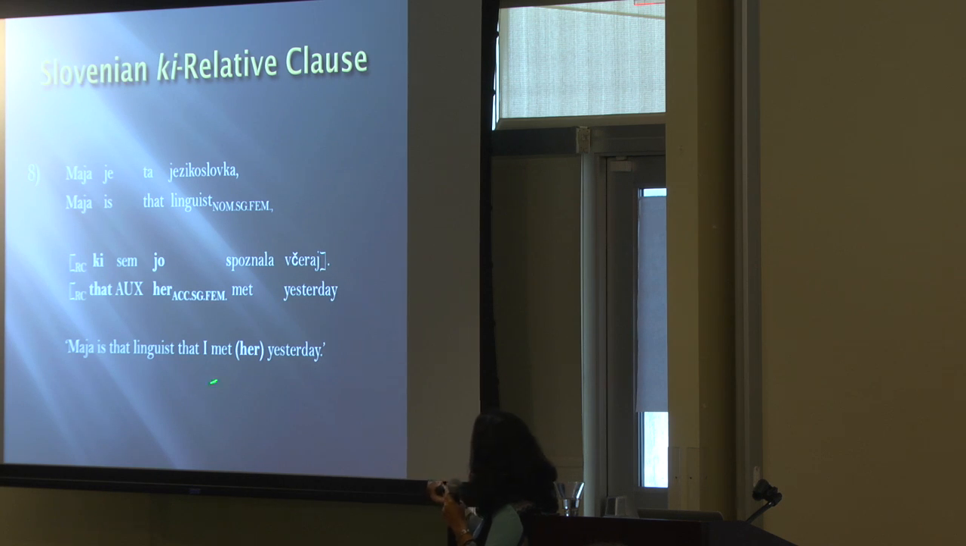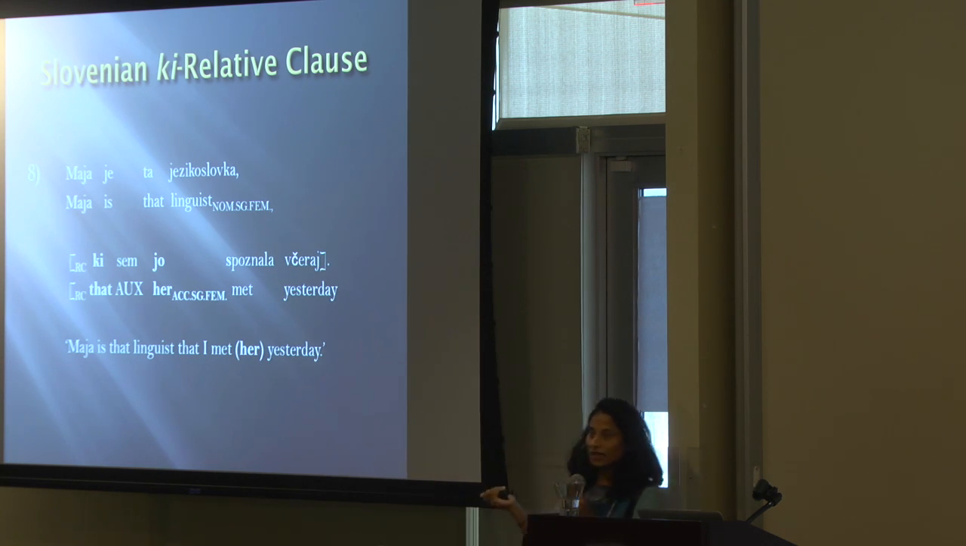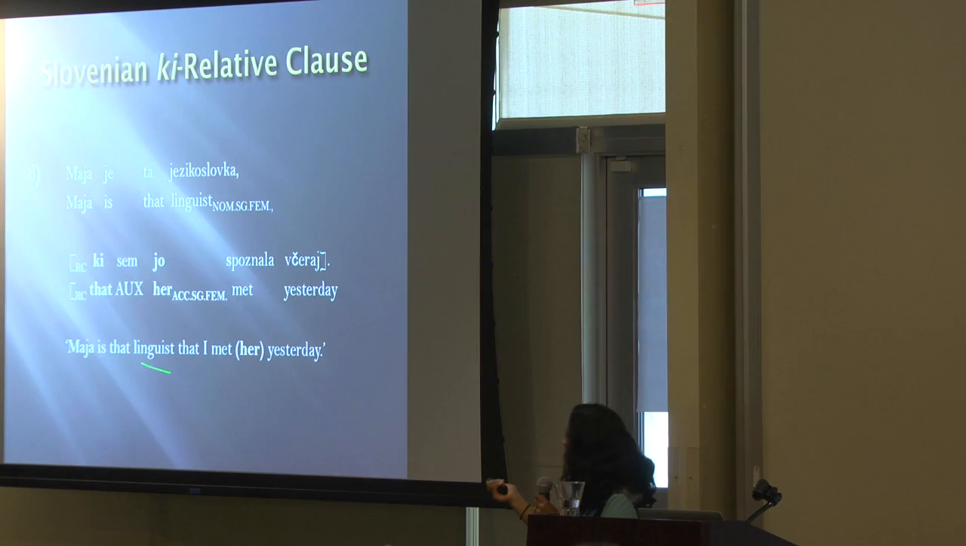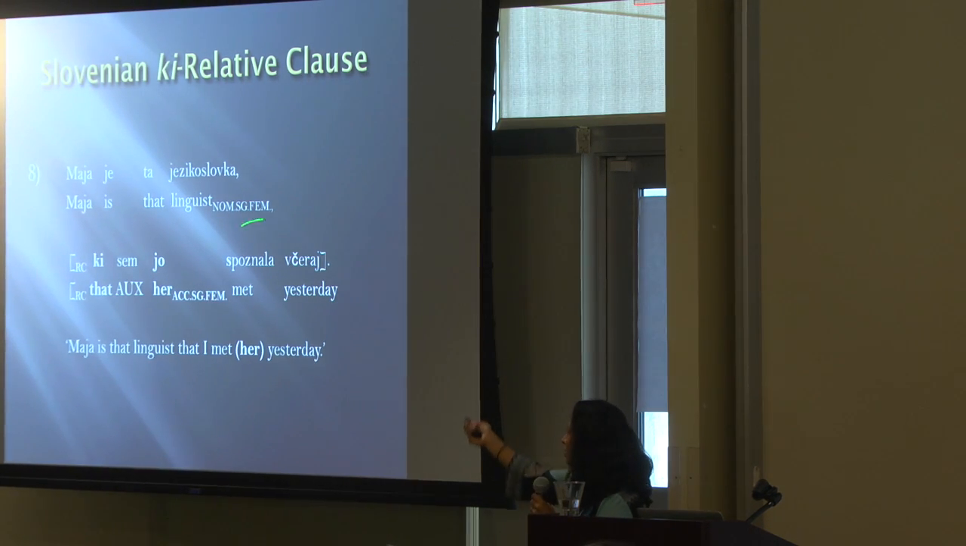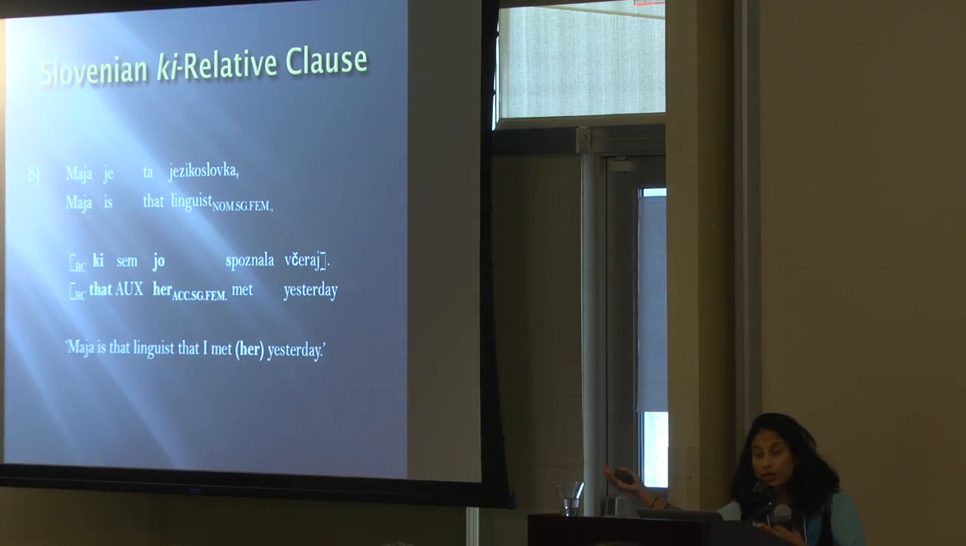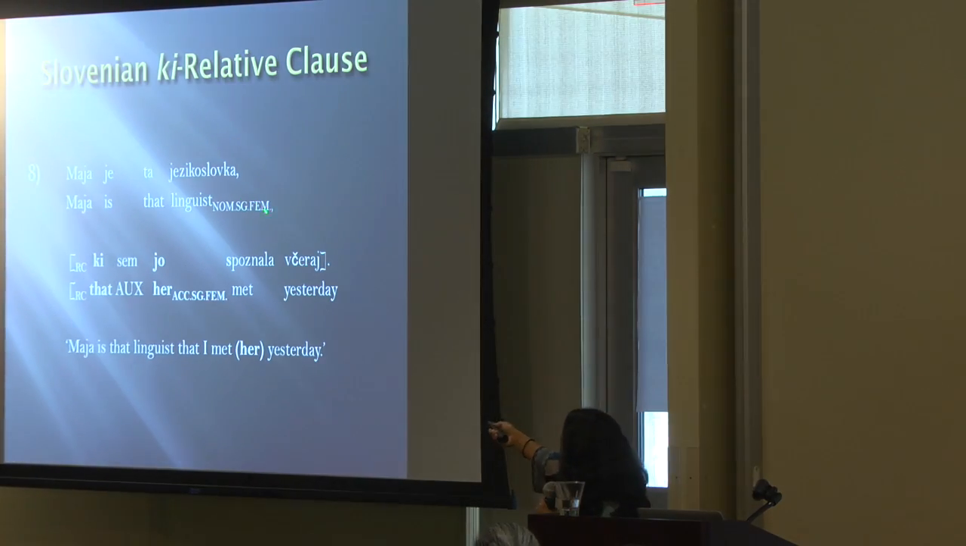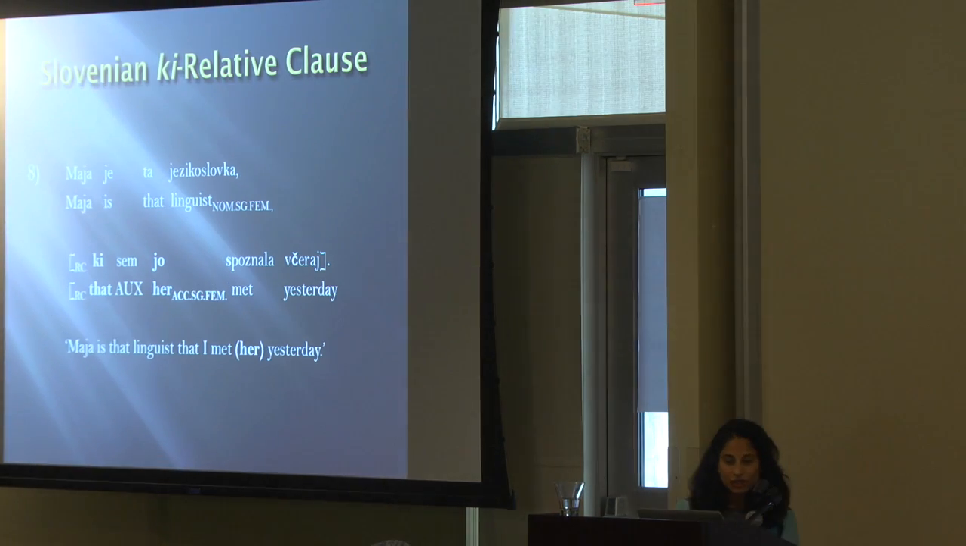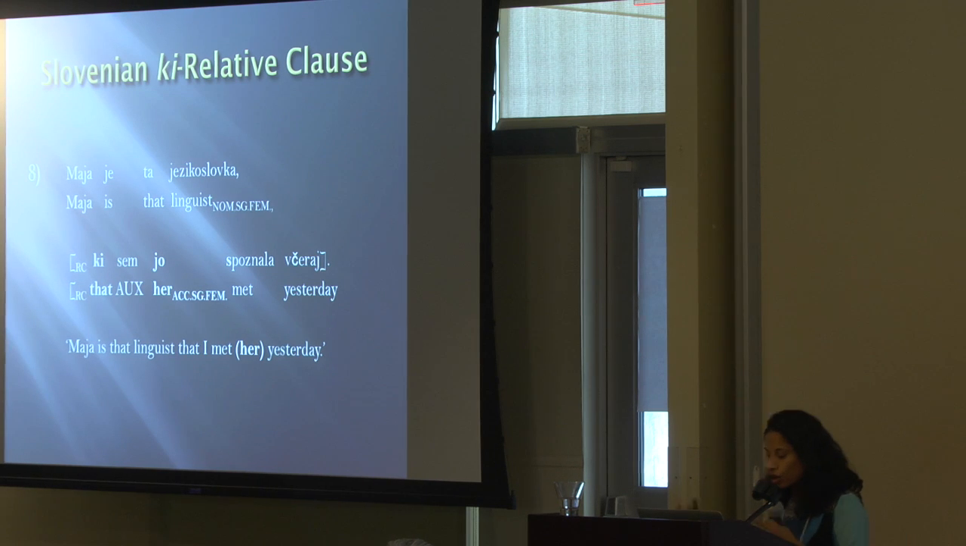Maja is the linguist that I met her yesterday, is how they say this, right? And "her" really refers to the linguist, right? And they look the same. In fact, linguist is feminine in Slovenian, and the pronoun is feminine. It's singular. The word jezikoslovka, and the pronoun is singular. So it matches, right, that I met her yesterday, referring to that individual.